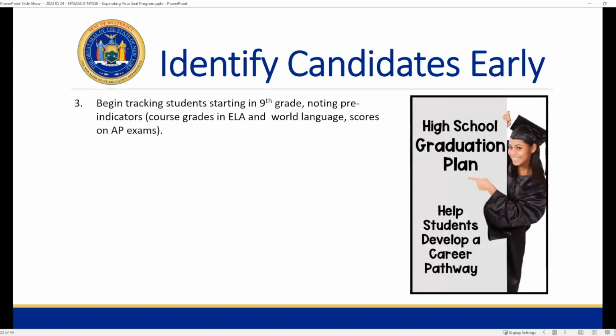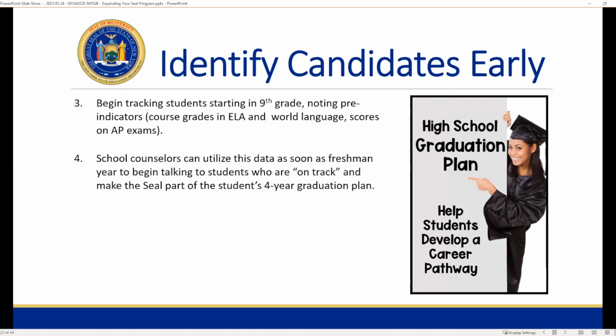We actually encourage you to begin tracking students starting in 9th grade, noting some of the pre-indicators. So students who have course grades in their ELA 9th grade course that are 85 or above, you might want to begin tracking those students. And the same thing for world languages, as well as any scores that students might get on an AP exam as freshmen or sophomores. We're hoping that school counselors can utilize this data as soon as freshman year to begin talking to students who are on track and make that Seal of Biliteracy part of the student's 4-year graduation plan.